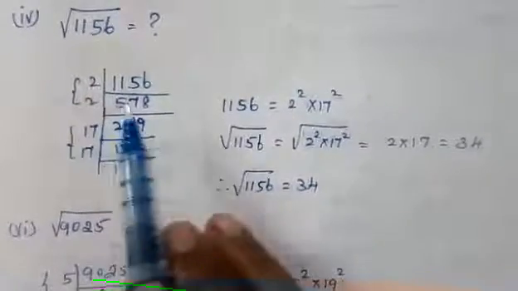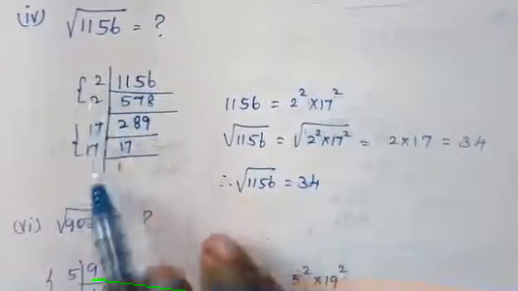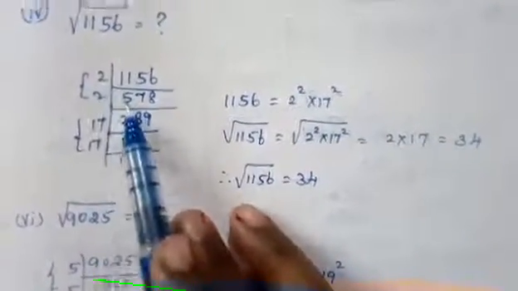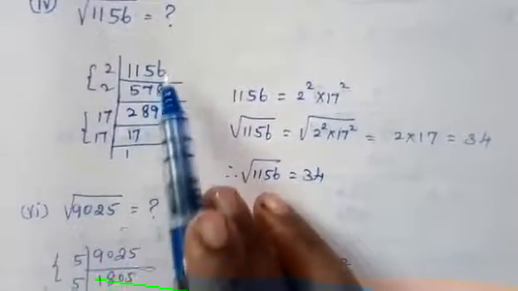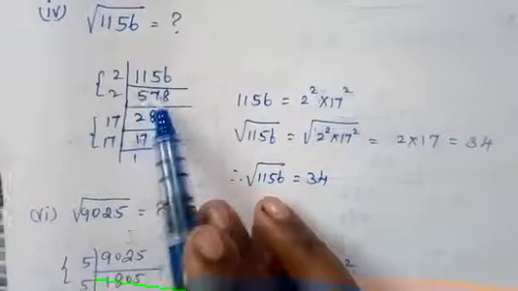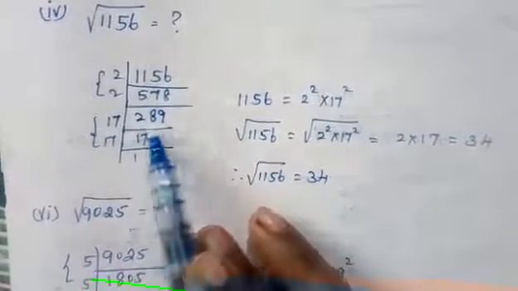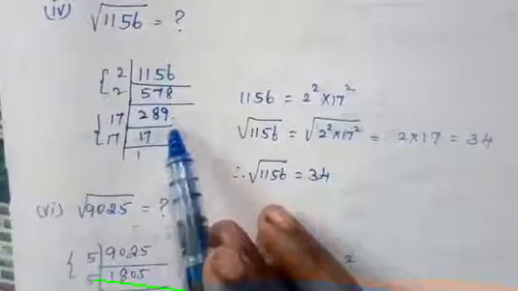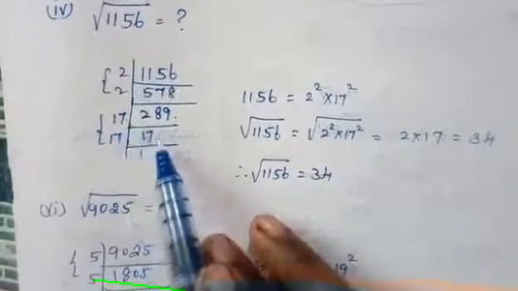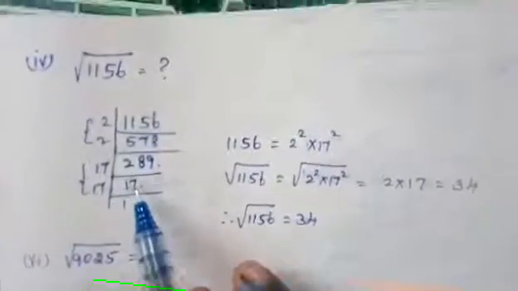Fourth problem, 1156. In the same way, you have to use only prime numbers. 2 table: 5 2s are 10, balance 1; 7 2s are 14, balance 1; 8 2s are 16. Then again 2 2s are 4, balance 1; 8 2s are 16, balance 1; 9 2s are 18. 289 is the square number of 17 square. So 17 times. Then again 17 is one time.